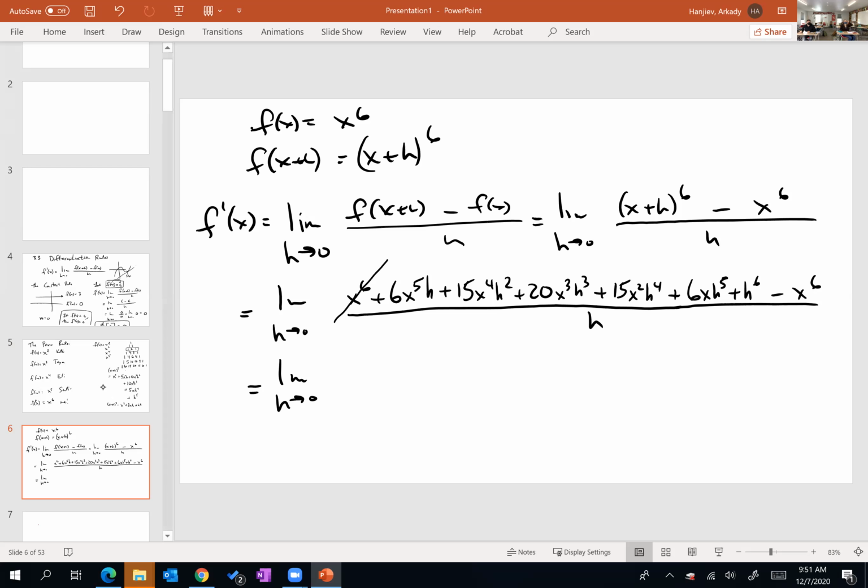Wait, not that one. Absolutely true. Yep, there's that one. So that gets canceled. And then the one that has only one h is going to be pulled out to cross out the h on the bottom, and then you just have 6x to the fifth, because all the other ones have more than one h, so they're 0. That's super cool.